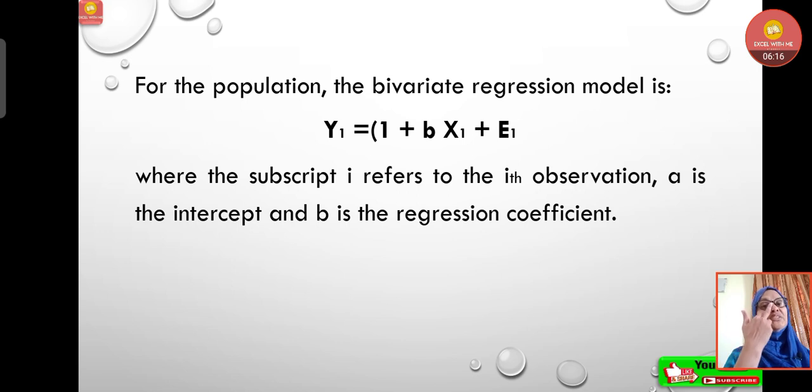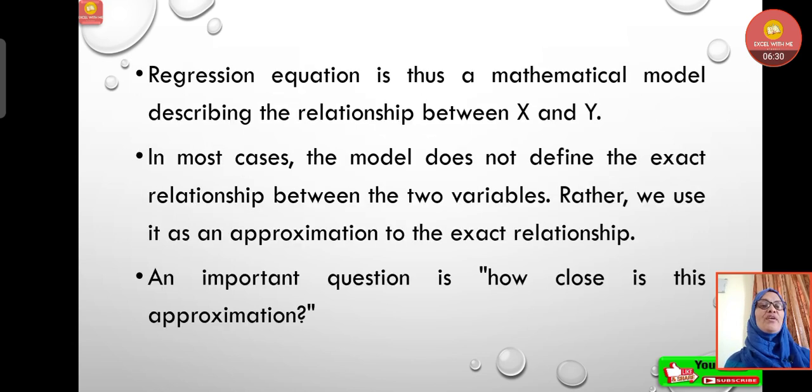Now, for the population, the bivariate regression model is y_i equals a plus b x_i plus e_i, where the subscript i refers to the ith observation, a is the intercept and b is the regression coefficient. The regression equation is thus a mathematical model describing the relationship between x and y, we understood. Now, in most cases, the model does not define the exact relationship between the two variables. Rather, we use it as an approximation to the exact relationship.